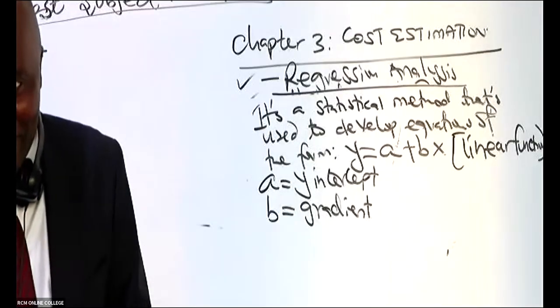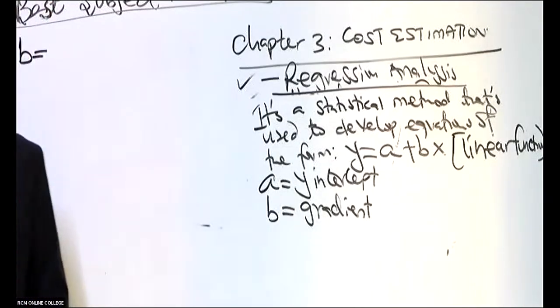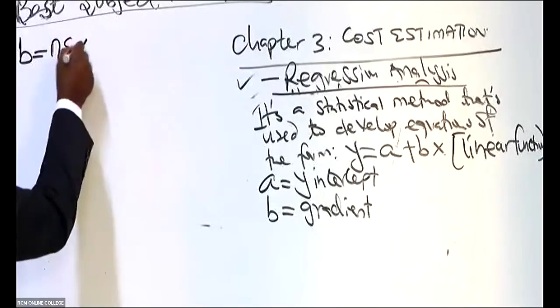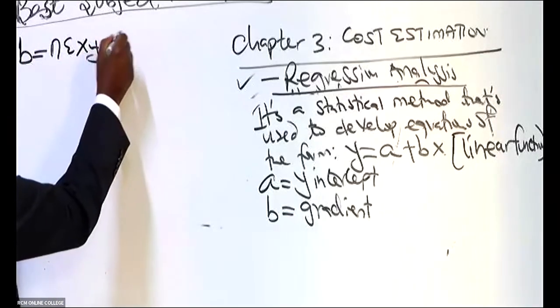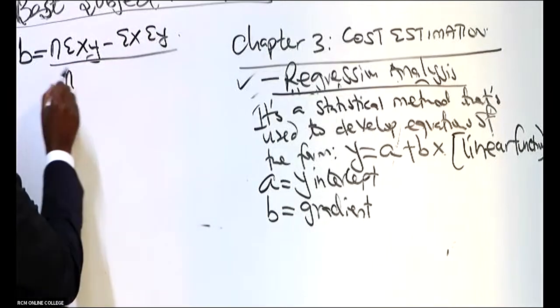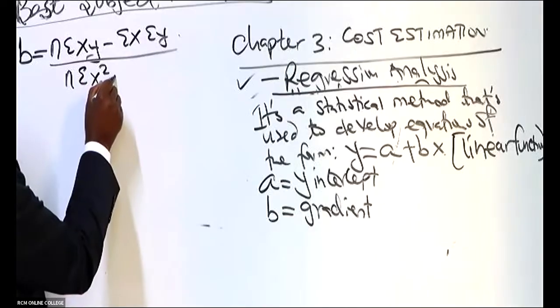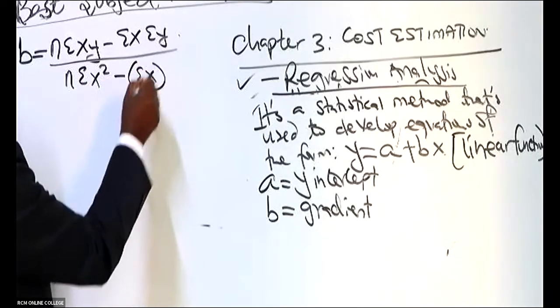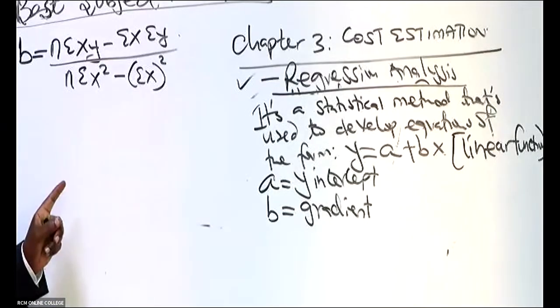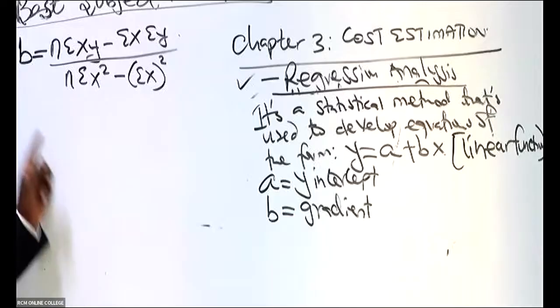B equals, because you are the teacher last time, isn't it? The teacher has forgotten. B equals n summations of xy minus summation of x summation of y, all over n summation of x squared minus summation of x all squared. Anytime you want to get the regression gradient, this is how we shall be able to get this gradient. That's how we get the value of B.